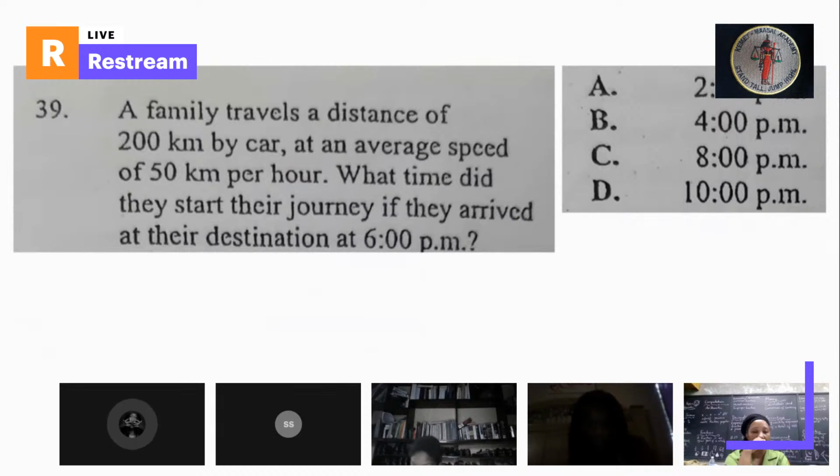Okay. Number 39. A family travels a distance of 200 kilometers by car at an average speed of 50 kilometers per hour. What time did they start their journey if they arrived at their destination at 6 p.m.? All right. How are we going to approach this?